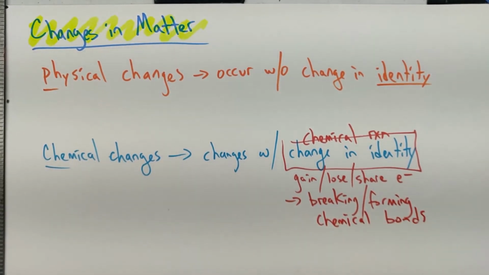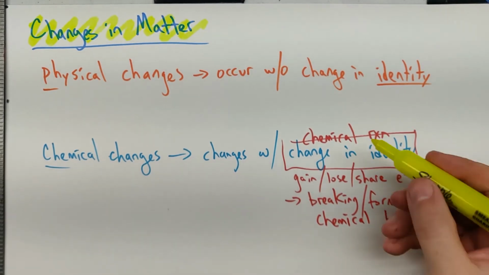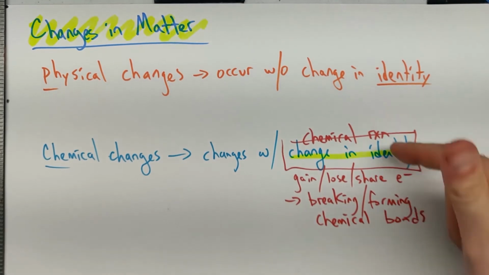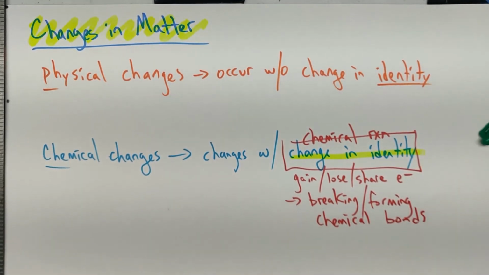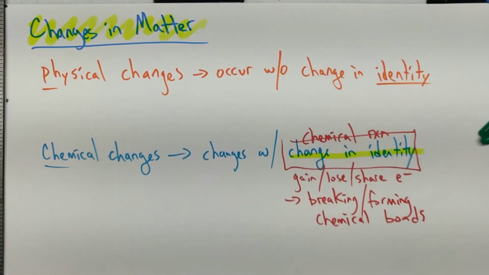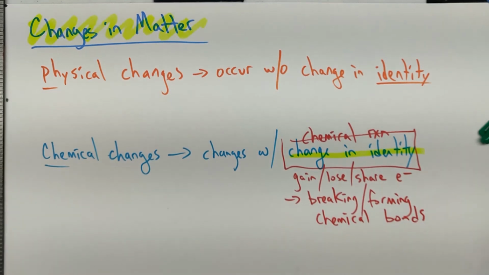All right, so I put this in red. It's a pretty important idea in terms of what we are talking about with a change in identity, and that is some type of chemical reaction where you're gaining, losing, or sharing electrons, and you're really breaking or forming chemical bonds. So if these things are not happening, then you have a physical change. There's no change in identity.